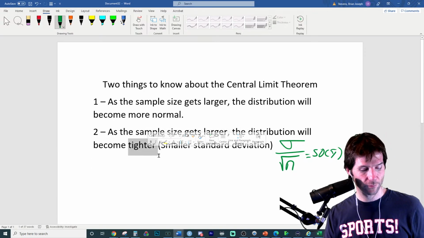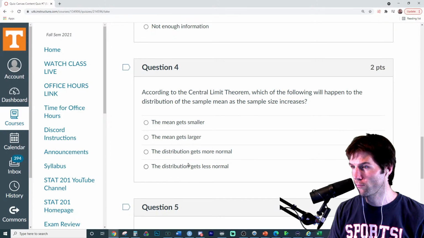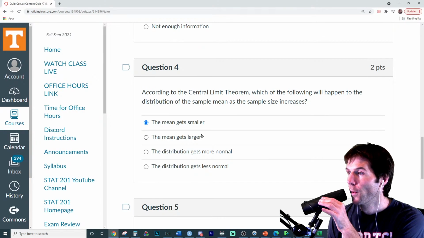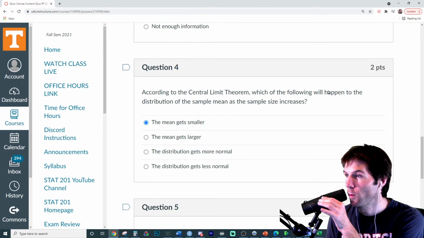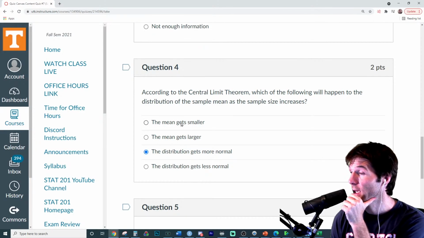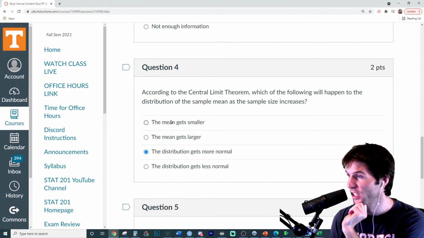Two things. It'll get more normal and tighter. And so the distribution will get smaller. What is it? Which of the following will happen? Oh, the mean. It's saying the mean. It's tricking us. Ooh. The standard deviation gets smaller.